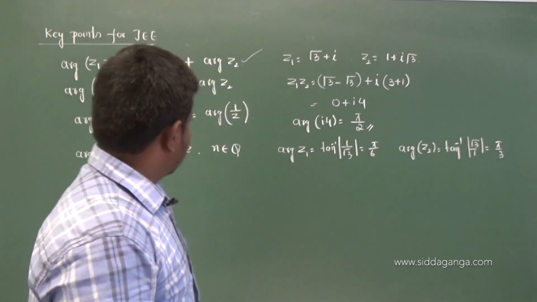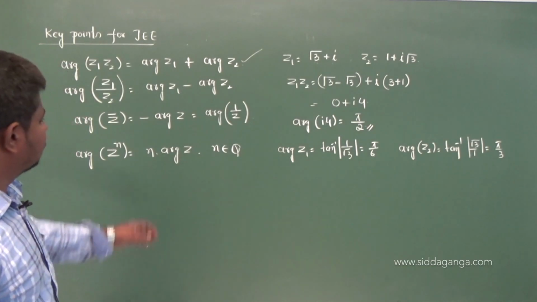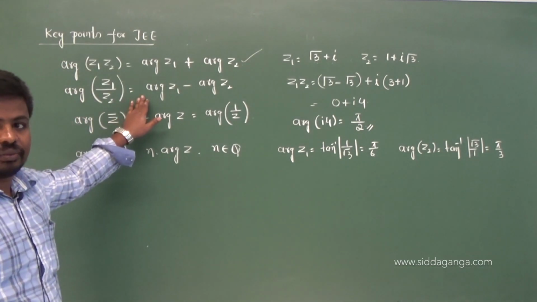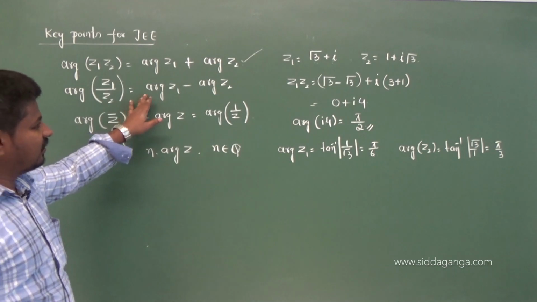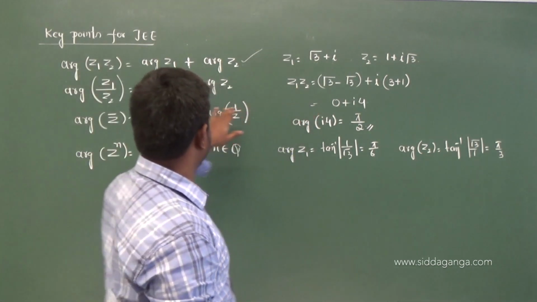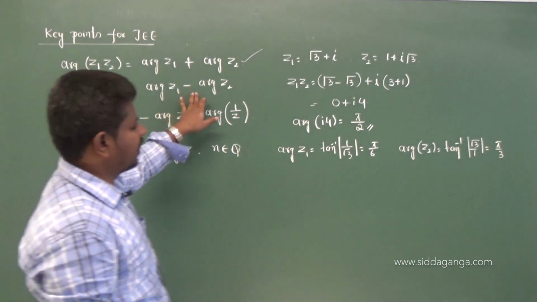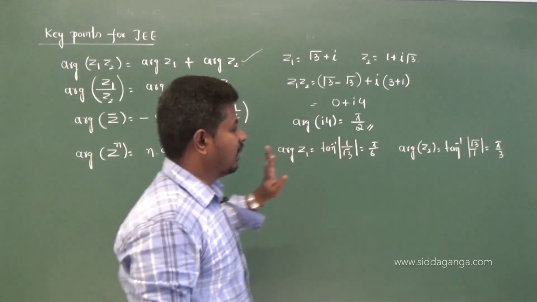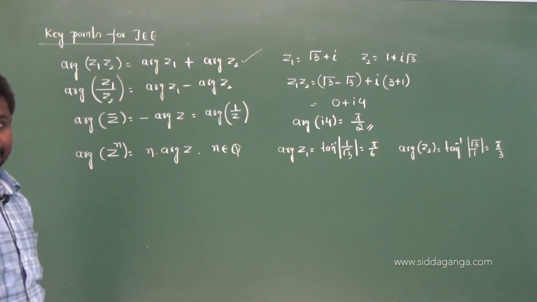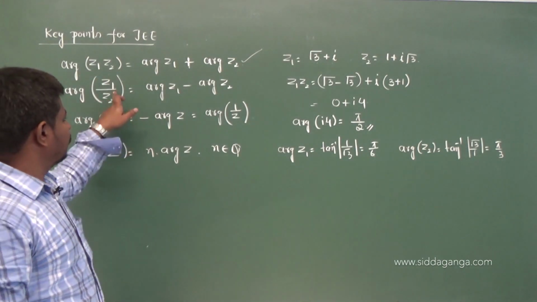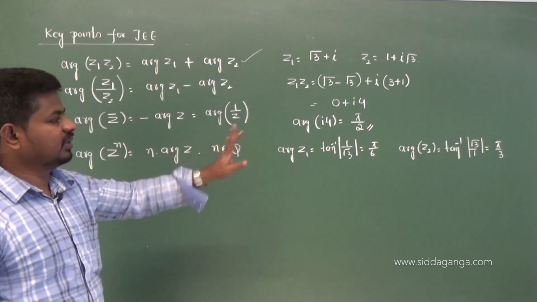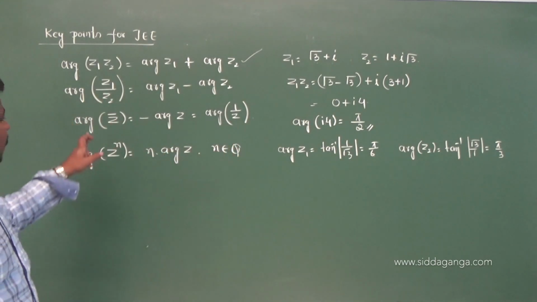And the second one is also the same as before. Second one, students, this is left to you. Very simple. Instead of finding Z1 into Z2, find Z1 by Z2. Anyway, the argument of Z1 and the argument of Z2 we have here. Find the argument of Z1 by Z2 and you get the same thing. And come to the third one.